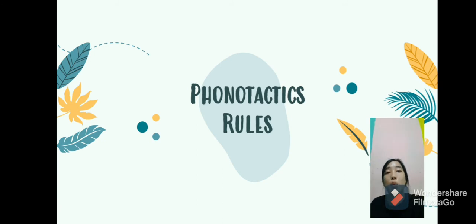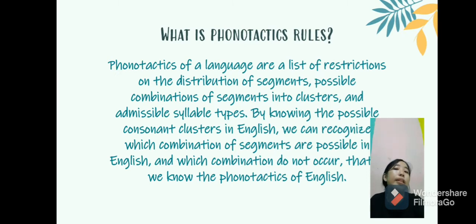So we will go to the next one. It's about phonotactic rules. What are phonotactic rules? The phonotactics of a language are a list of restrictions on the distribution of segments, possible combinations of segments into clusters, and admissible syllable types. By knowing the possible consonant clusters in English, we can recognize which combinations of segments are possible in English and which do not occur. That is what we know as the phonotactics of English.